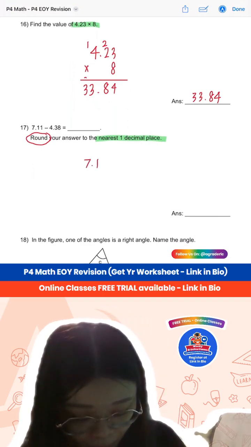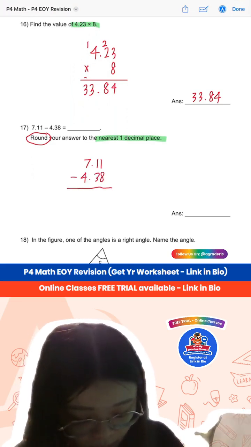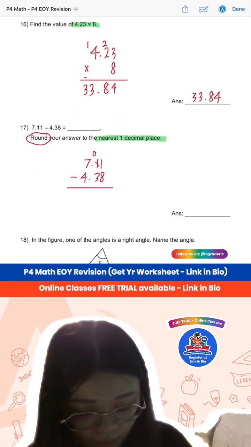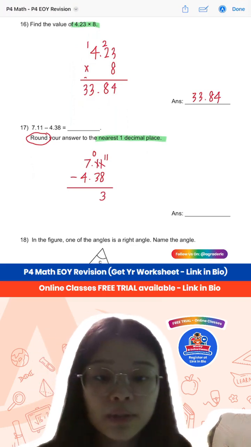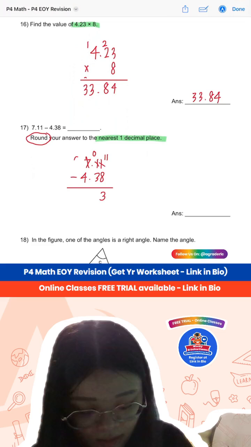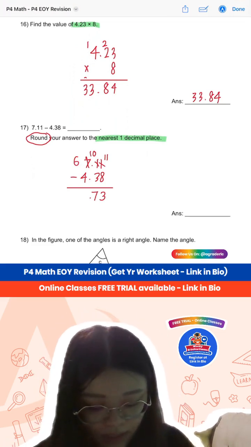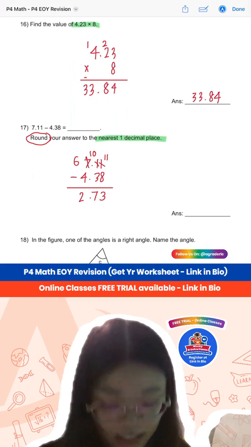Okay, 7.11 subtract 4.38. You subtract that. 1 cannot subtract 8, right? So we borrow. This becomes 10. This becomes 11. 11 minus 8 is 3. And now 0 cannot subtract 3, so we borrow again. So this becomes 10. 10 minus 3 is 7. 6 minus 4 is 2. So some of you wrote 2.73 as the final answer, right?